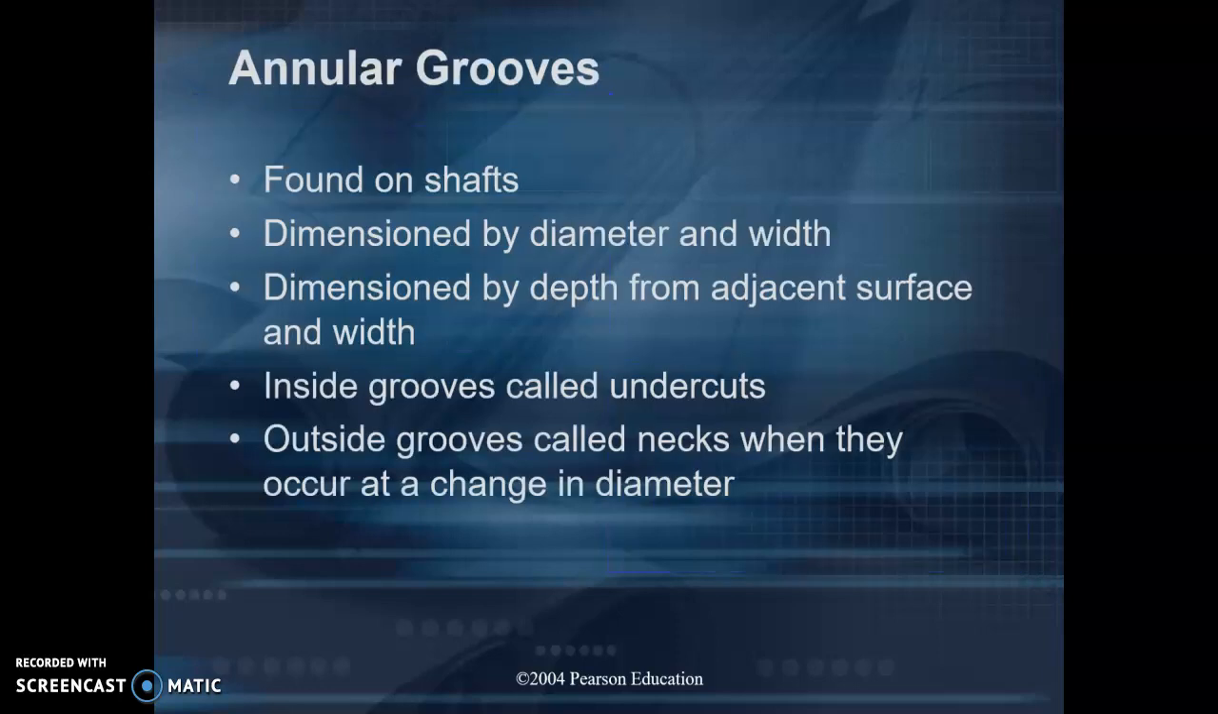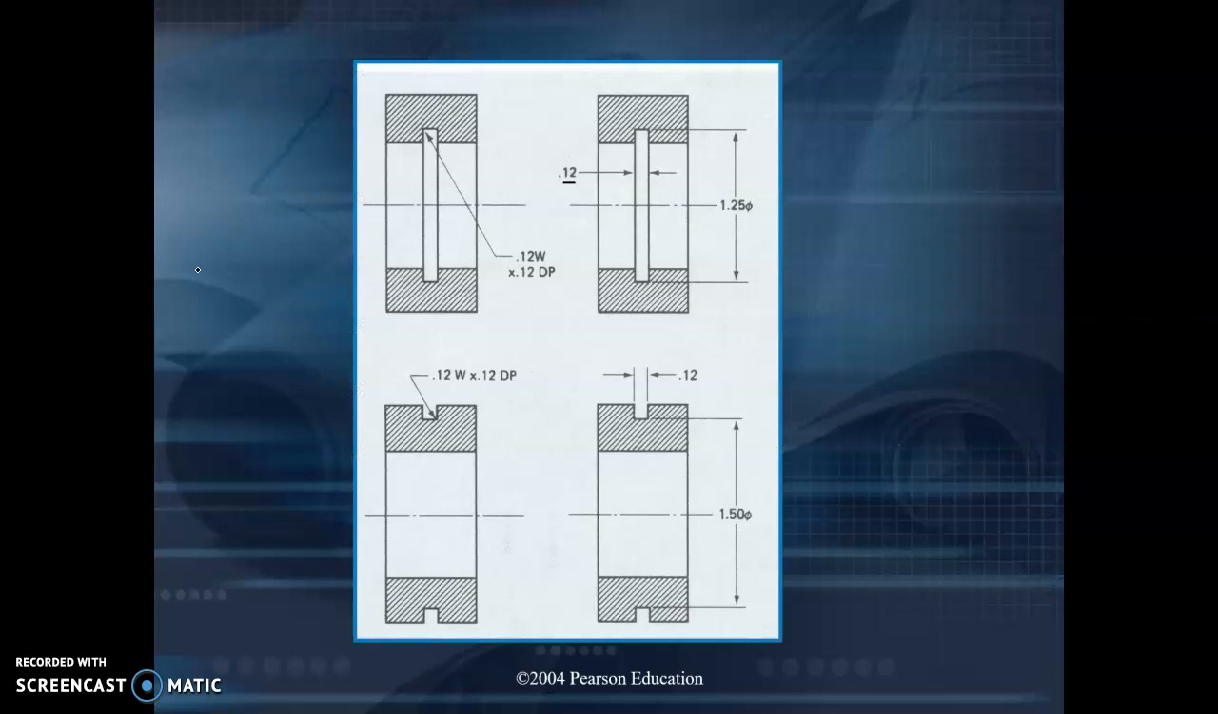Okay, let's move on to yet another topic, and that is annular grooves. So annular grooves are cut into shafts. They can be cut on the inside or outside of a hollow cylinder. They are typically square in profile, and they can be dimensioned in a couple different ways. Let's look at some examples here. Here we have an example of an interior annular groove.